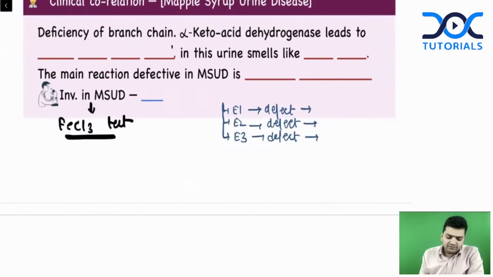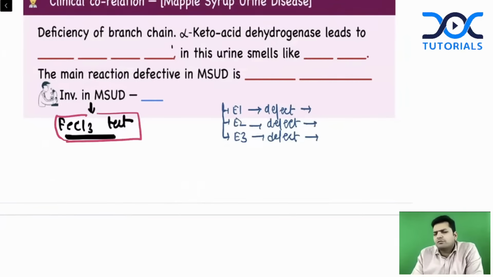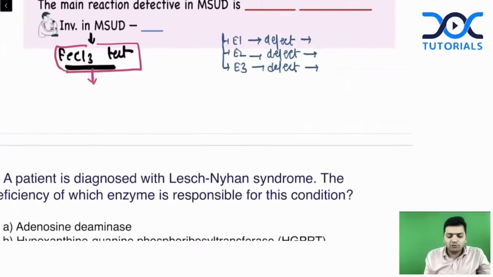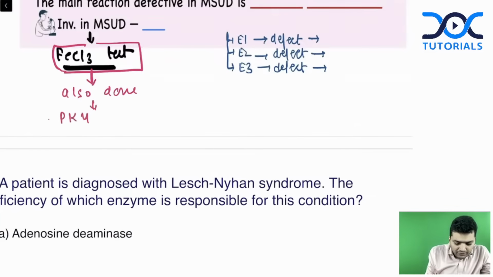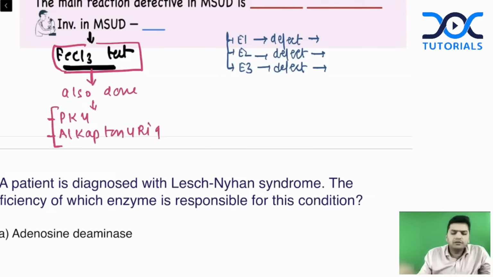Yes, rightly said, we can do the ferric chloride test also, but it's not specific. Can you tell me the ferric chloride test can also be done for what other disease apart from maple syrup urine disease? Yes, the ferric chloride test can also be positive for phenylketonuria. It is also positive for alkaptonuria. So it's not a very specific test. Ferric chloride can be positive for maple syrup urine disease, phenylketonuria, or alkaptonuria.